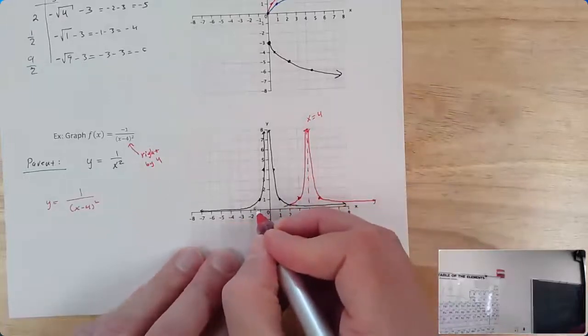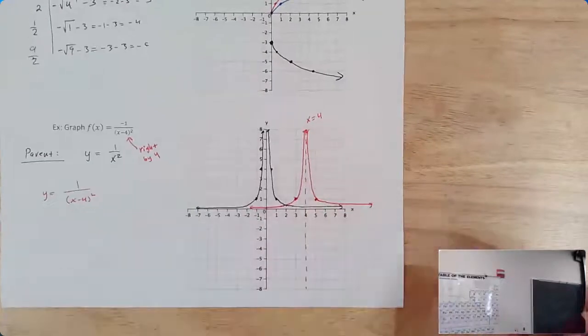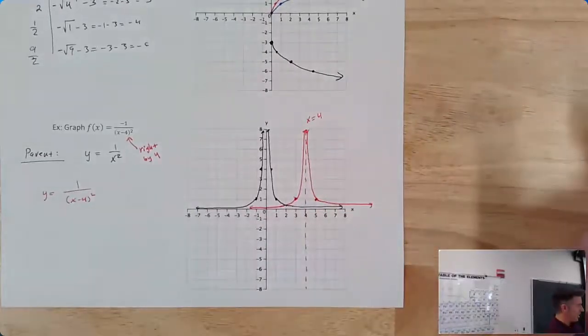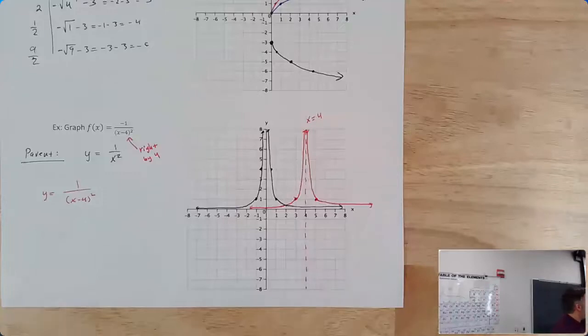We can see that this graph is going to have a y-intercept, but we're not actually done with the graphing. That's not our final graph, so I shouldn't bother finding the y-intercept right now. Although you could. It would be 1 over 16 if you plugged in 0 for x.